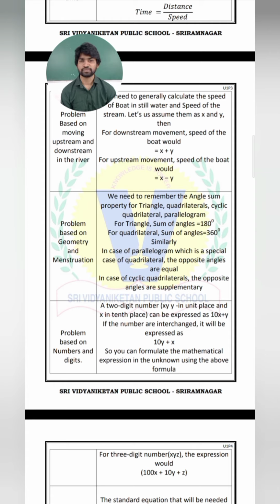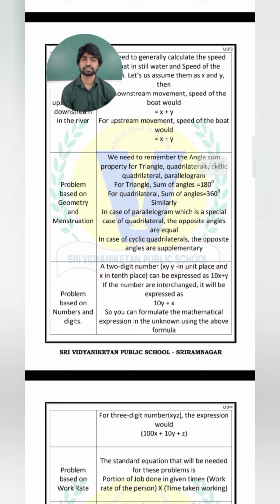We need to remember the angle sum property of triangle and quadrilateral. What are the angle sum properties? Sum of angles in a triangle is 180 degrees. What about in a quadrilateral? In a quadrilateral, the sum of the angles is 360 degrees. In a triangle, that is 180 degrees.